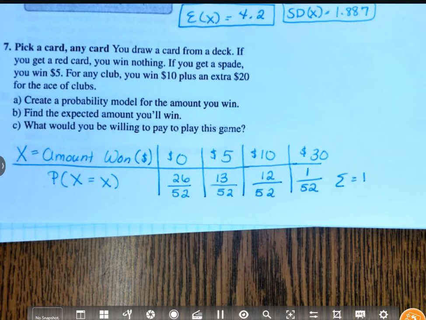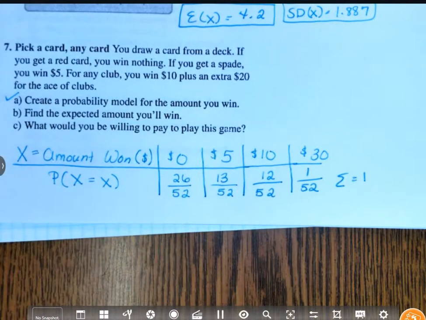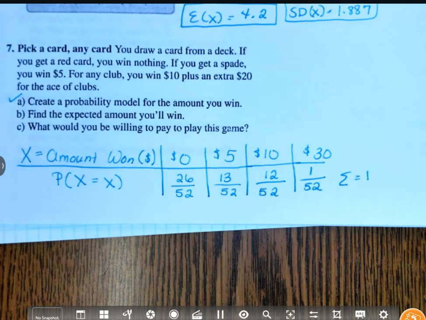Okay. All right, so what I'm looking for here, I've done my probability model. Now I want to find the expected amount that you'll win. I don't care if you do that by hand or on your calculator. Just do it. Calculate that. Figure it out. What do you get?